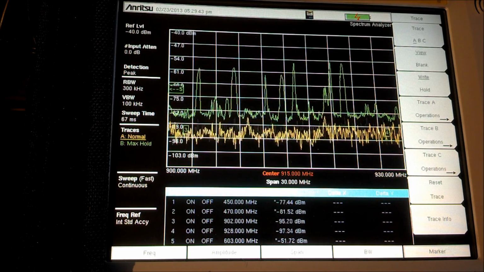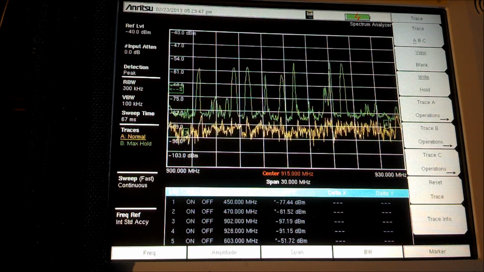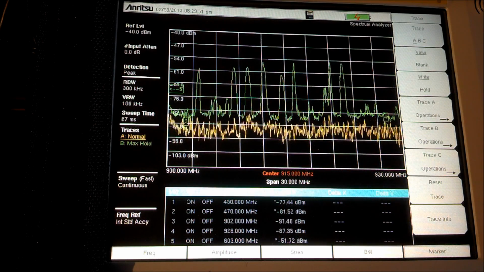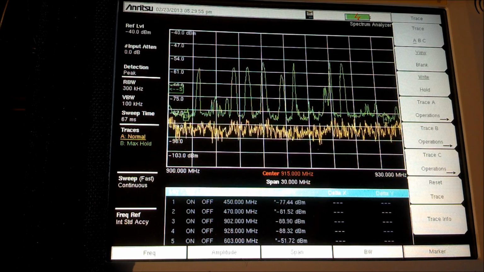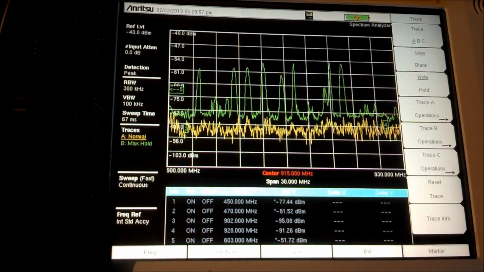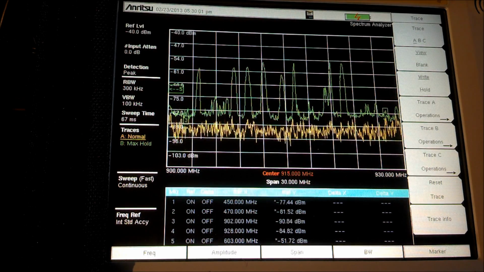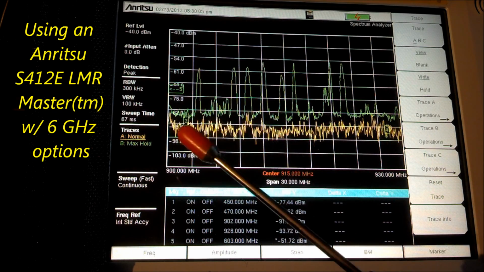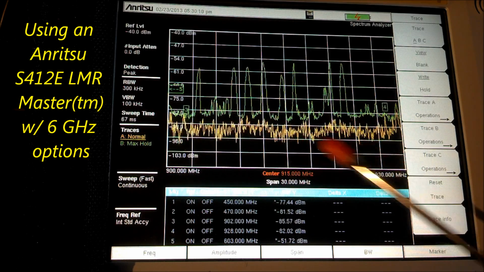Hi. During the last week, PG&E came out and installed a smart meter on our house and went through the neighborhood and installed smart meters on all those. So I thought I would do an experiment here and show what those smart meters look like in the RF spectrum. What we're looking at here on the spectrum analyzer is 900 megahertz to 930 megahertz.